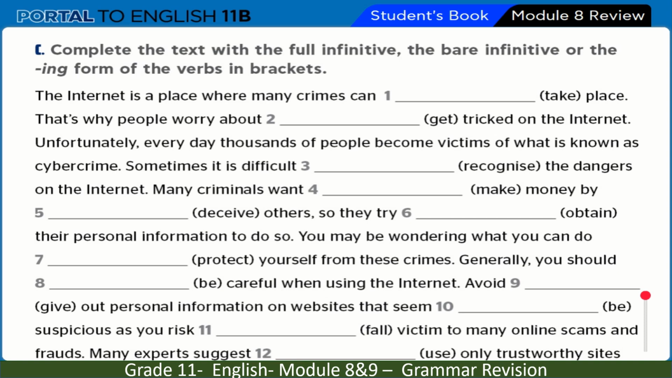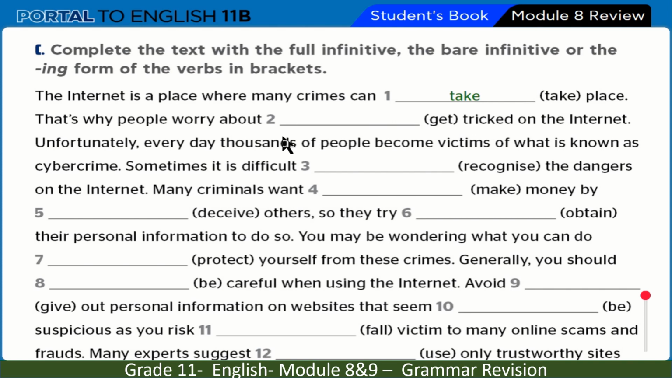Welcome back, my dear students. I'm sure you answered all the questions correctly, but let's check your answers. So number one, we have can here. Can is a modal, and all modals must be followed by the bare infinitive, correct? So the answer is take.